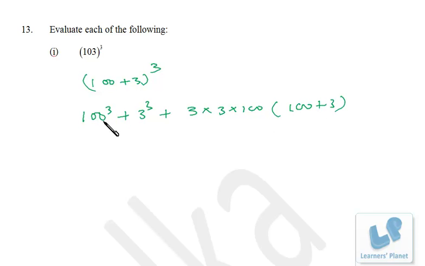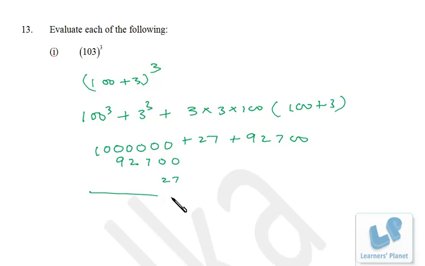Right? So, 100 cube is 1, 0, 0, 0, 0, 0, 0. Then this is 27. Then this is 900. So that's 92700. Now we have to add up all of them. So just write it, 92700 and 27. 1092727. So this is the answer. That's 103 whole cube, right?